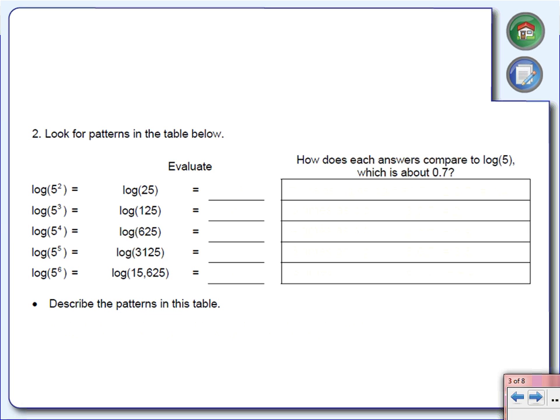Put that in your calculator for me. What's the log of 25? 1.4. Okay, so write that down for me, 1.4. The next one we have is the log of 5 to the third power, or 5 cubed. Well, what is 5 cubed? What is 5 to the third power? It's 125. So what is the log of 125? 2.1.